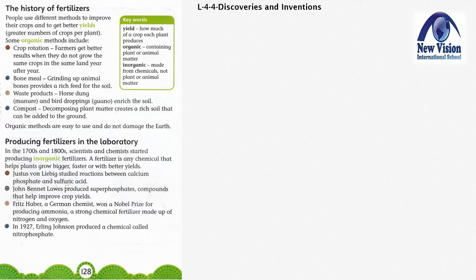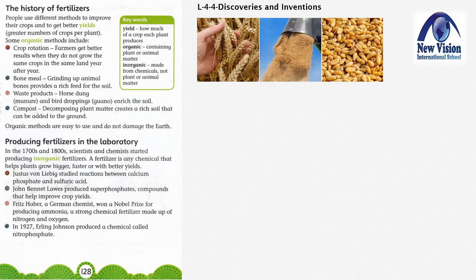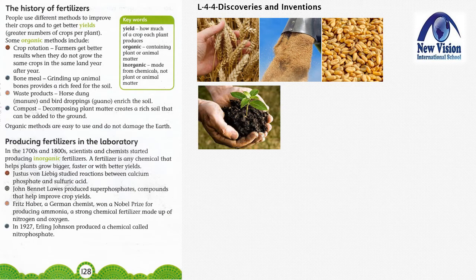The history of fertilizers. People use different methods to improve their crops and to get better yields, greater numbers of crops per plant. Some organic methods include crop rotation. Farmers get better results when they do not grow the same crops in the same land year after year.